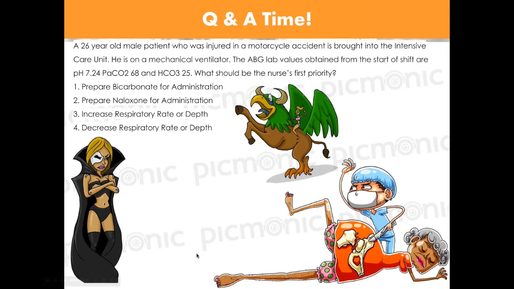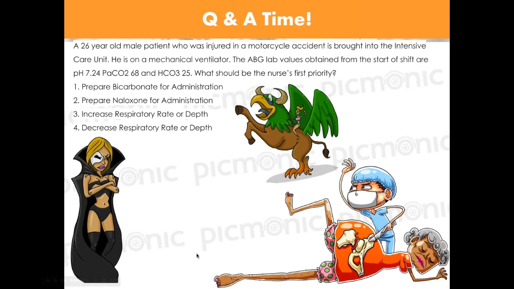Now, because of everything we just went over, what do we know immediately? What should you be thinking? The patient is in respiratory acidosis. Well, if a patient is in respiratory acidosis, what's one of the causes of respiratory acidosis? We covered it, right? Respiratory acidosis?